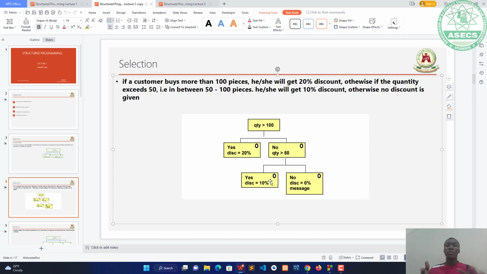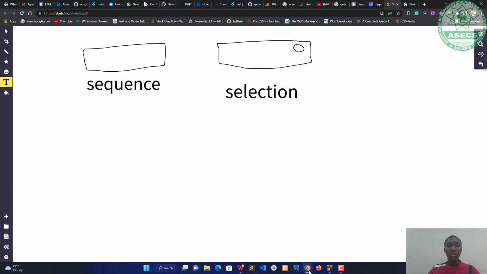So that's just it. I don't have to draw this because I see everything has been explained. Going forward, if there is an exercise, we will solve it together in the environment, the sketch part.